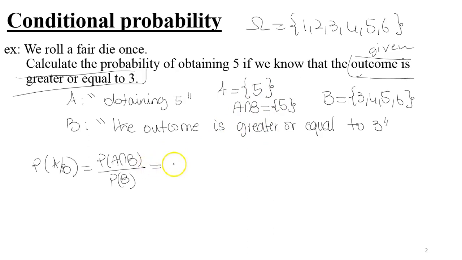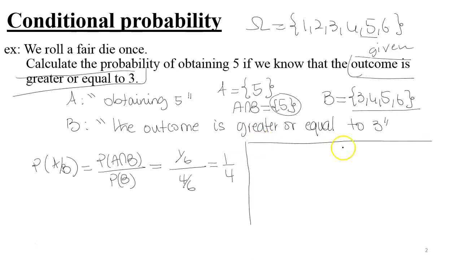So the probability of A inter B is 1 out of 6. So it's 1 out of 6 divided by the probability of B. B has 4 possible outcomes out of the 6 possible outcomes. So that would be 4 out of 6. So canceling out the common denominator would leave me with the probability of A given B to be 1 out of 4.